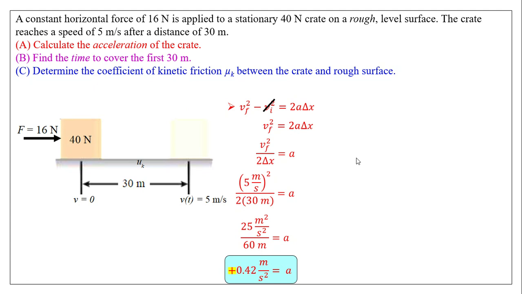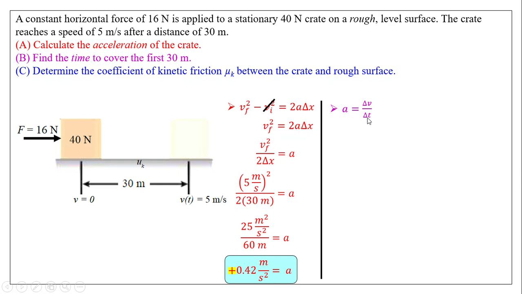All right. To do part B, it says find the time to cover the first 30 meters. There's a bunch of different ways to do part B, so I'll show you a couple of different ways. But again, you figure out what works for you. To find the time, I think the easiest way is just to use the acceleration function. Acceleration is change in velocity over change in time. Here, part B asks us to find delta t, or the time.